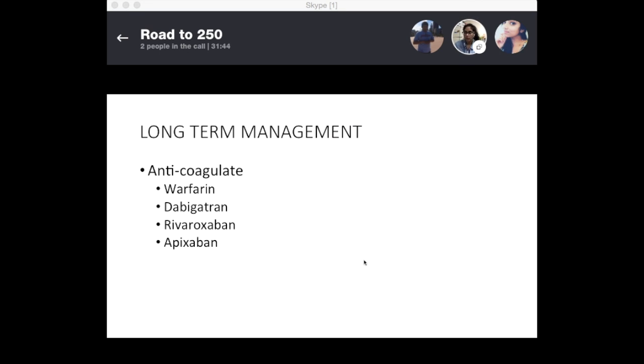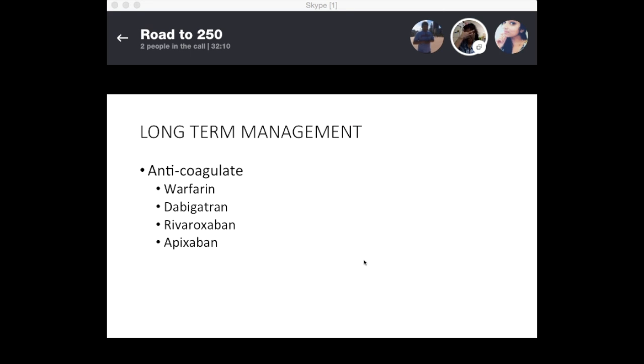Dabigatran is our factor 2 inhibitor, great drug. Rivaroxaban is our 10A inhibitor. And apixaban is a GP 2B3A. No, it's not. It's a 10A inhibitor. So, yeah, those are the drugs of choice for anticoagulation.